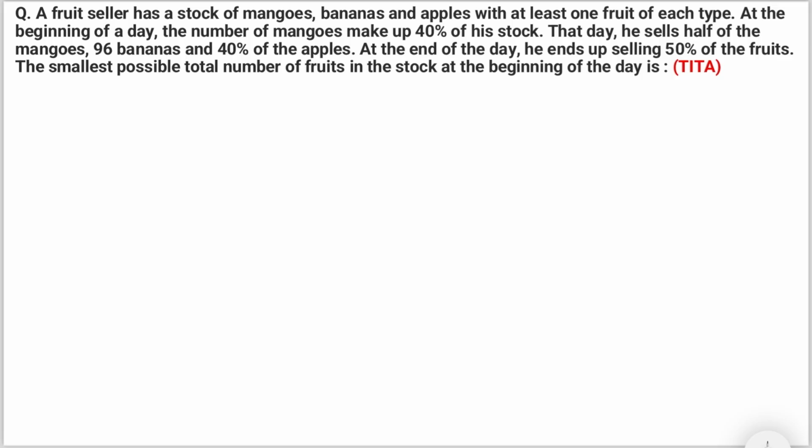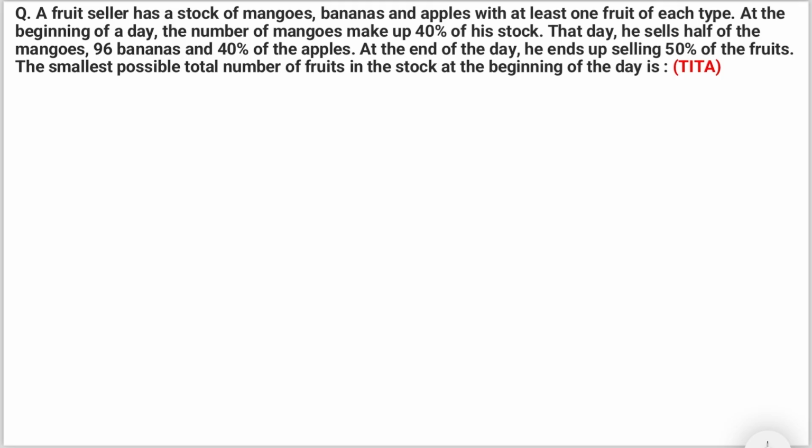So this is our next question from CAT 24, the second slot. A fruit seller has a stock of mangoes, bananas and apples with at least one fruit of each type. At the beginning of a day, the number of mangoes make up 40% of his stock. That day he sells half of the mangoes, 96 bananas and 40% of the apples. At the end of the day, he ends up selling 50% of the fruits. The smallest possible total number of fruits in the stock at the beginning of the day is?